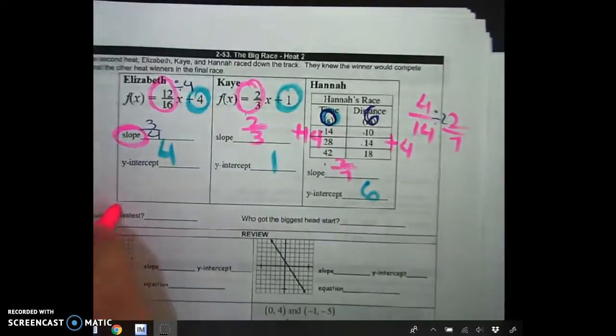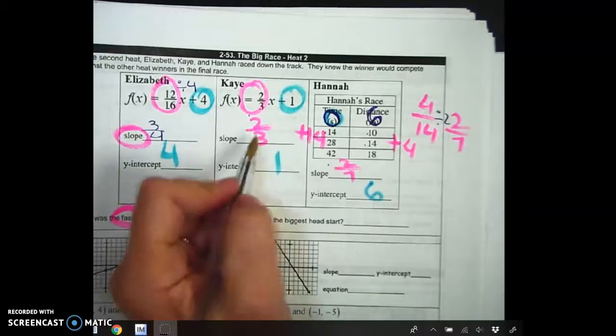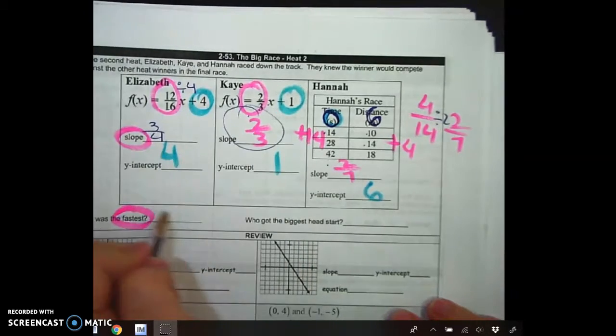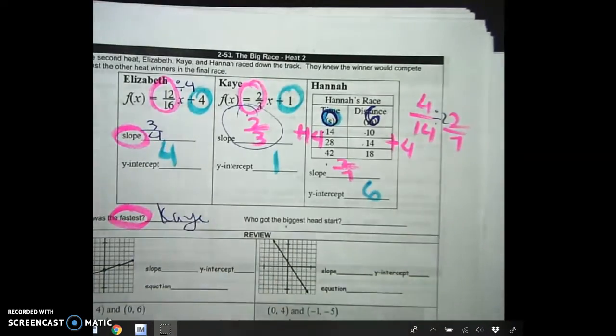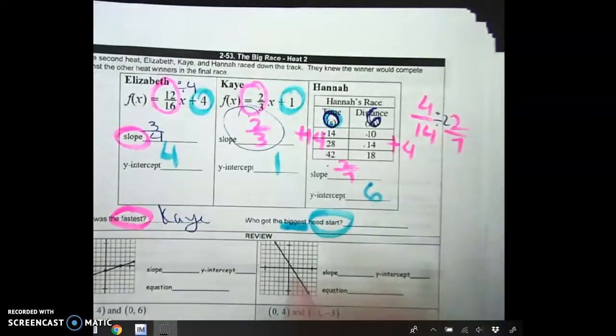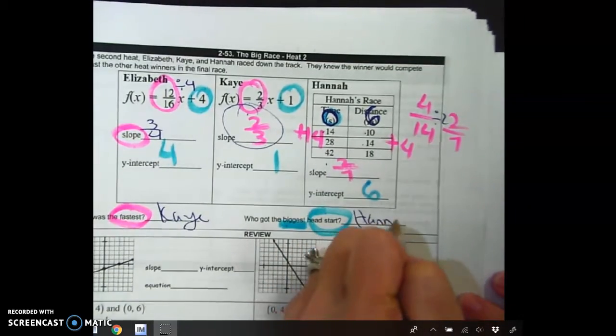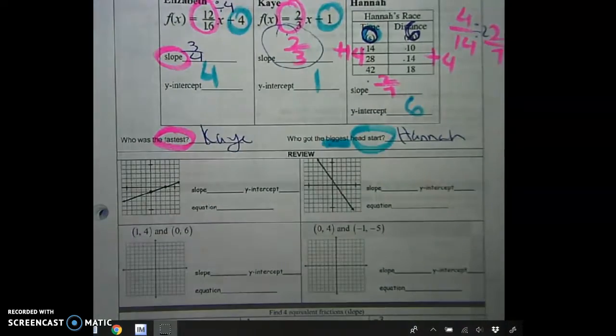Who was the fastest? Okay, so in this case, the fastest was Kaye. Who got the biggest head start? Who got the biggest start? Boom, Hannah. Okay, all right, let's go to the review.